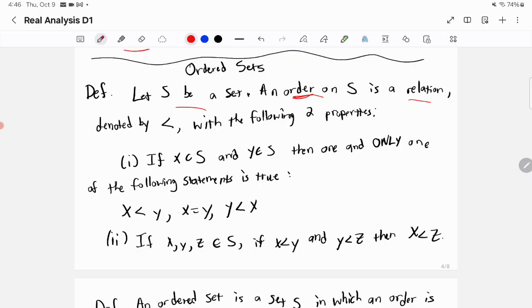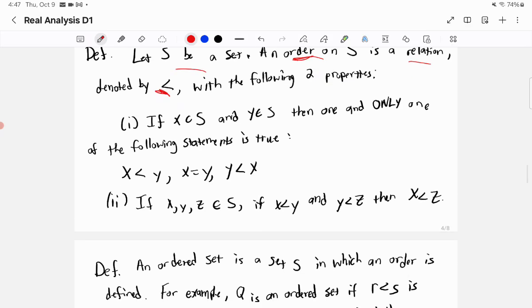But we have a relation, and we're going to denote it by this symbol. We typically think of this as the less than symbol, and for this course, that's what it's going to be. But that less than symbol might not mean less than in other contexts. In the real numbers, it's going to mean the traditional thing that you've learned throughout all of your mathematics courses up to this point. And this symbol has the following two properties.